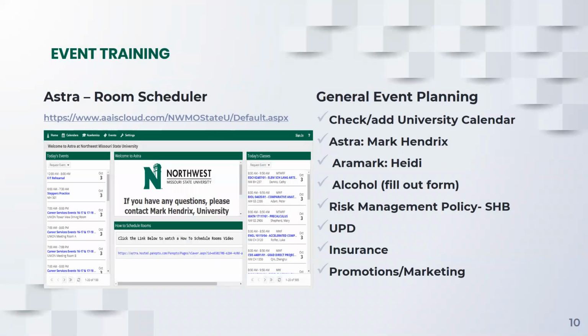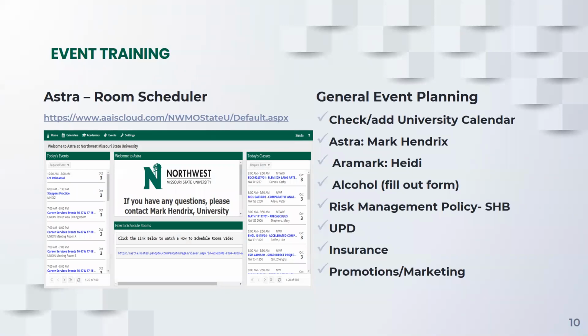So many organizations host events. So this is going to cover just a little bit of event training and event planning. For those of you who don't know, Astra is the software that we use on campus to schedule rooms and reserve rooms. The website is listed there for you if you're not familiar with that website or the system.